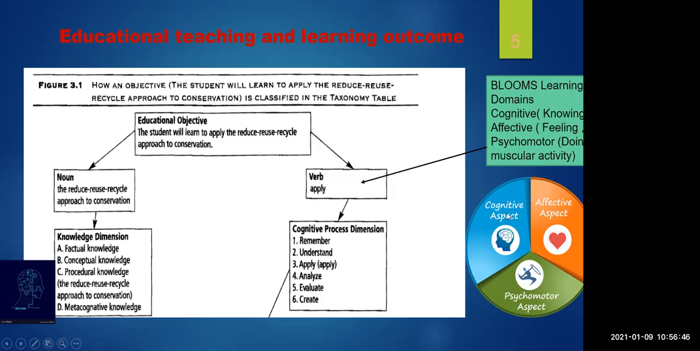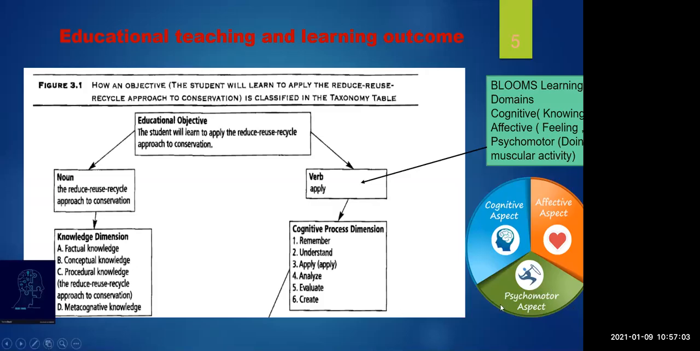One is the cognitive aspect. We are giving the knowledge to students and it has to affect him psychologically. It has to reach his brain. It has to touch his mind. So it is the affective aspect, the feeling aspect. And once he has a feeling, automatically the psychomotor domain, physical activity, will happen.